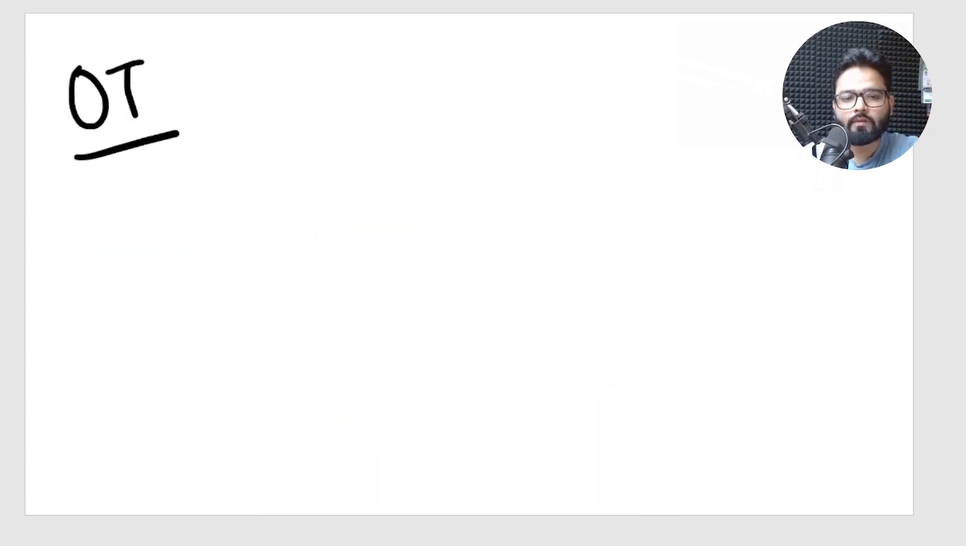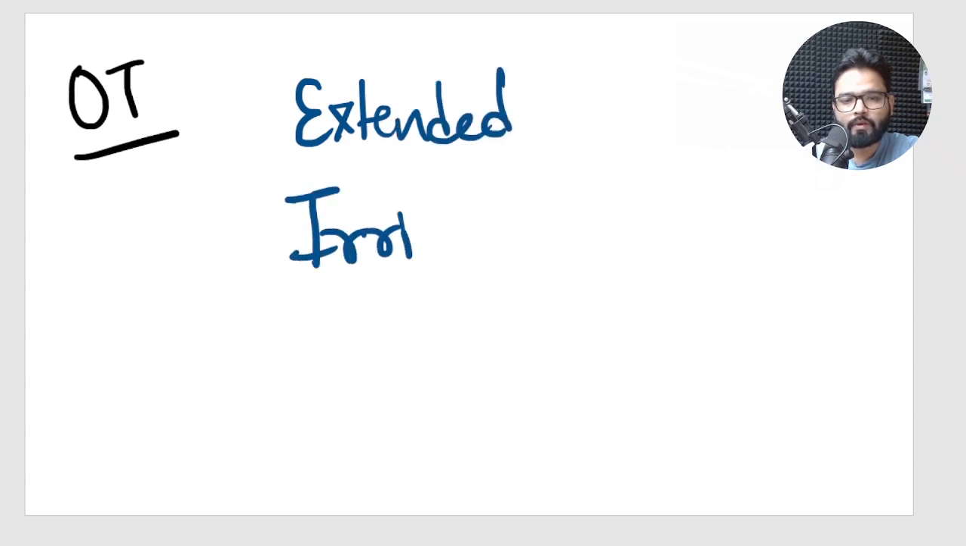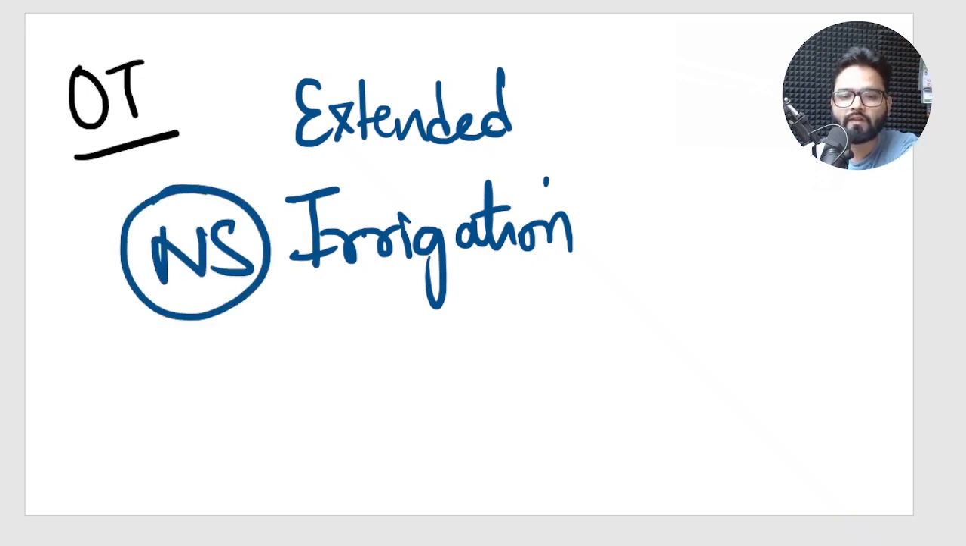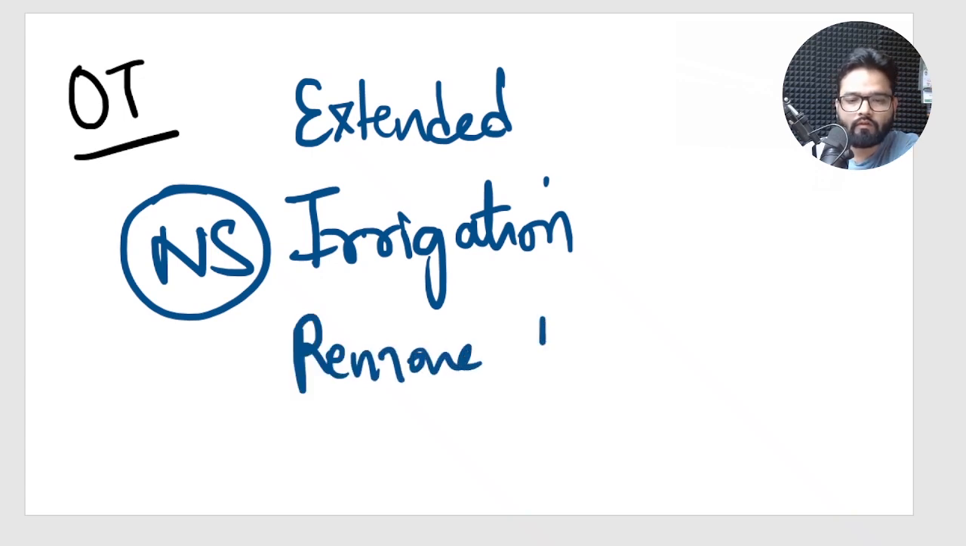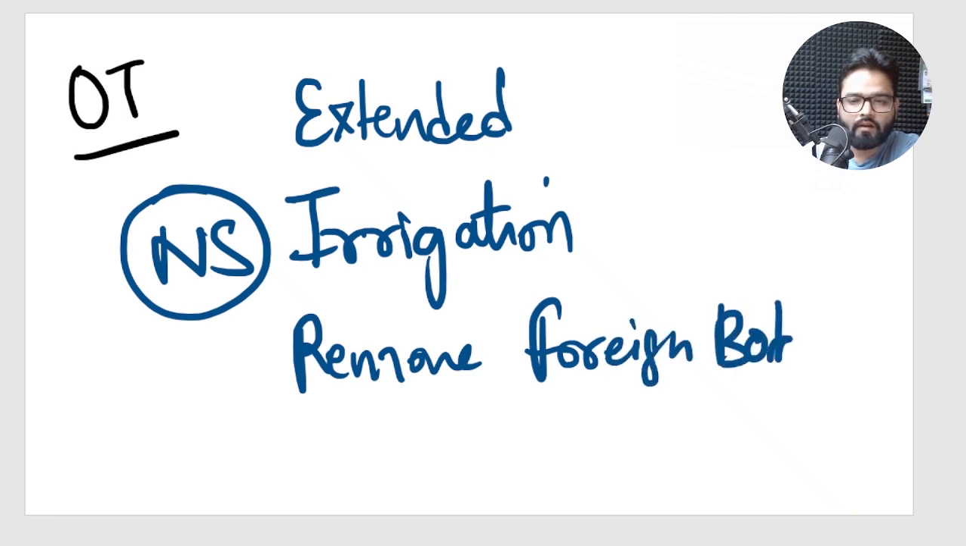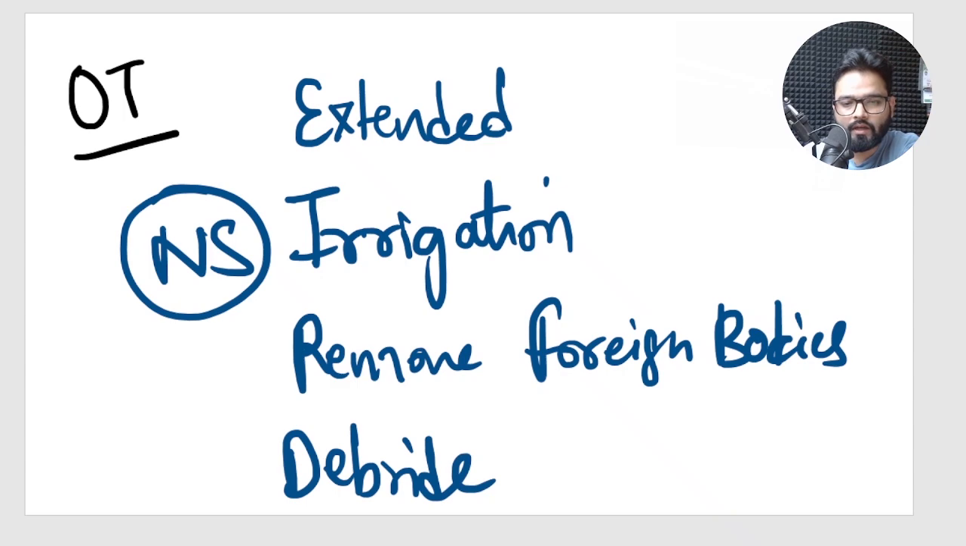In the OT, first the wound should be extended, followed by copious irrigation of the wound by normal saline. This irrigation will remove a lot of necrotic tissue, debris, and foreign bodies from the wound. Removal of foreign bodies should be done manually, and the wound should be debrided adequately to remove the necrotic tissue and the devitalized structures.